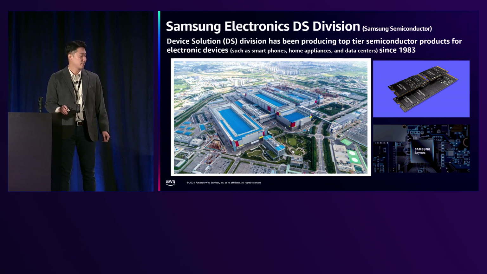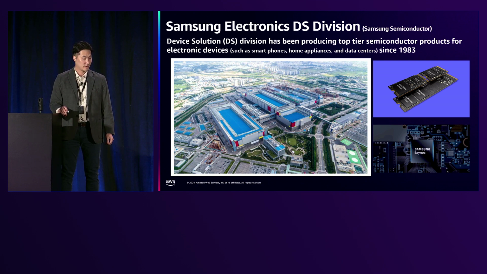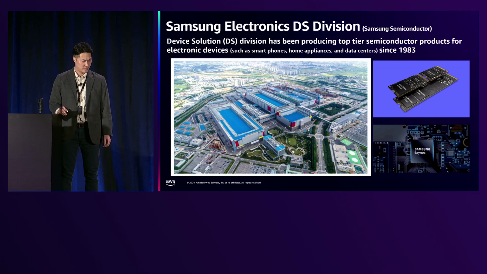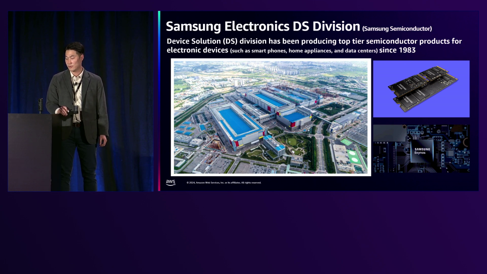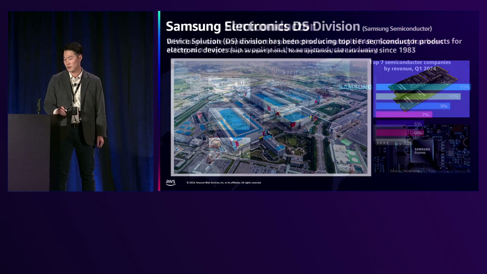Let me briefly introduce our company, Samsung Electronics. The DS division, also known as Samsung Semiconductor, is a global business unit that produces semiconductor chips for various electronic devices, including smartphones, home appliances, and data center servers. The picture on the left side is our Pyeongtaek campus in Korea, which is home to the headquarters of Samsung Semiconductor. This factory, known as a fab, produces memory chips such as SSD and DRAM, as well as non-memory chips, AP, and CPUs, serving customers worldwide.